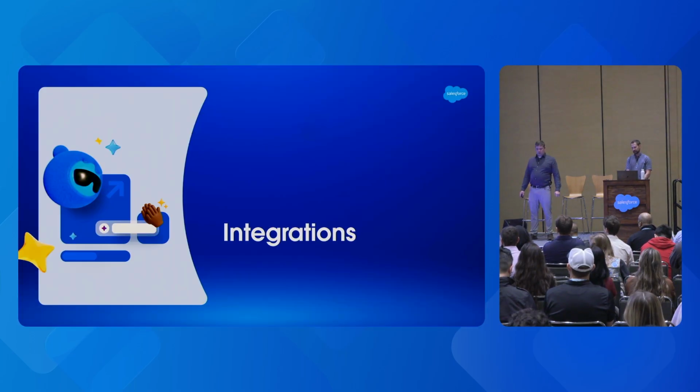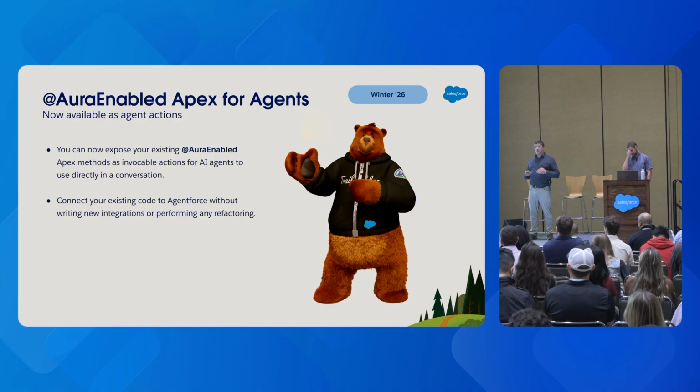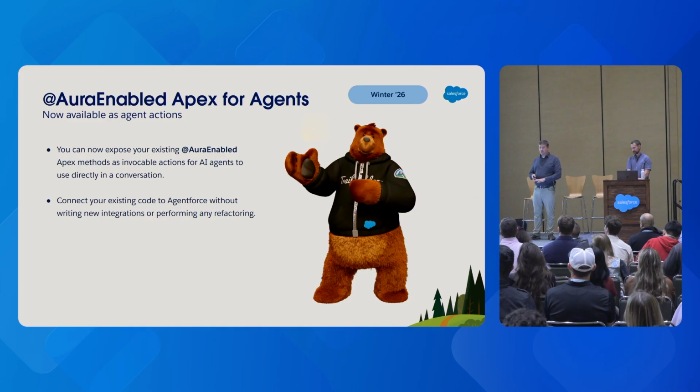So, integrations. Many of you have been working with agents and want to be able to reuse some of your existing code that you have in Apex with those agents. So we've given you a number of mechanisms for how to expose your existing Apex to those agents for consumption. Obviously, you can use your invocable methods. You can use your REST resources, but you can also now use your Aura-enabled Apex.